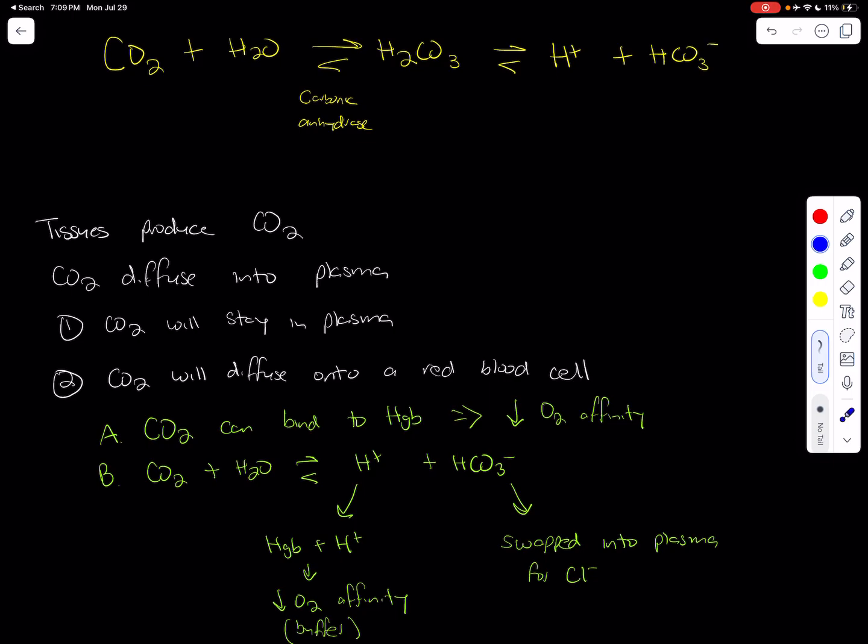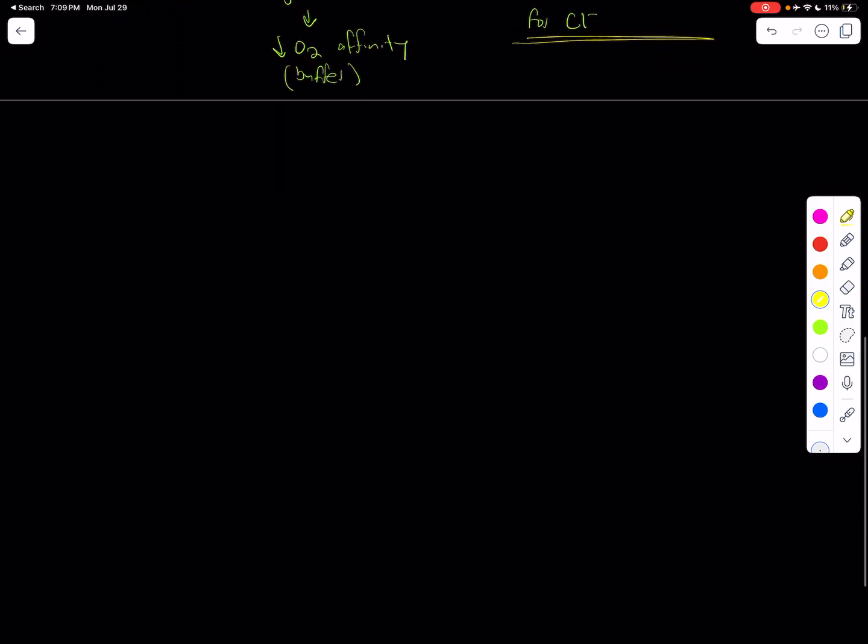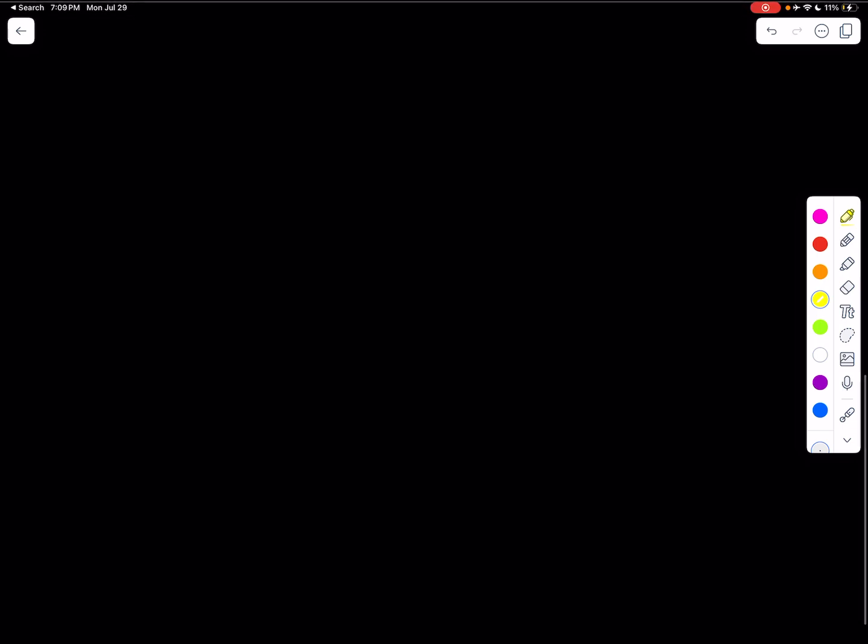Okay? And so as a result, notice that we've got 3 different ways where we're transporting carbon dioxide. We've got CO2 here in the plasma, we've got it here bound to hemoglobin, and then we've got bicarbonate here in the plasma. It's not being transported as chloride. We're just swapping out the chloride, but the bicarbonate is in the plasma. Okay. All right.